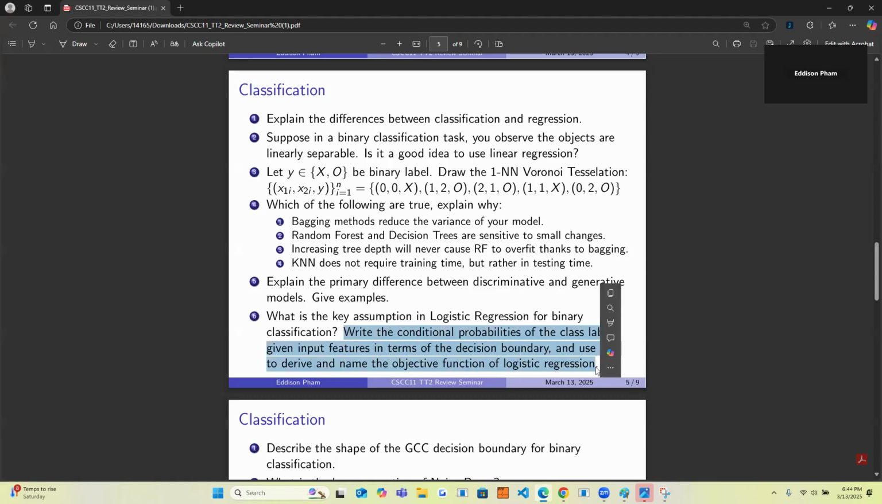So for this section, I'm going to let you guys do this for like 10 minutes. I'll give you until 6:55 to do this part.